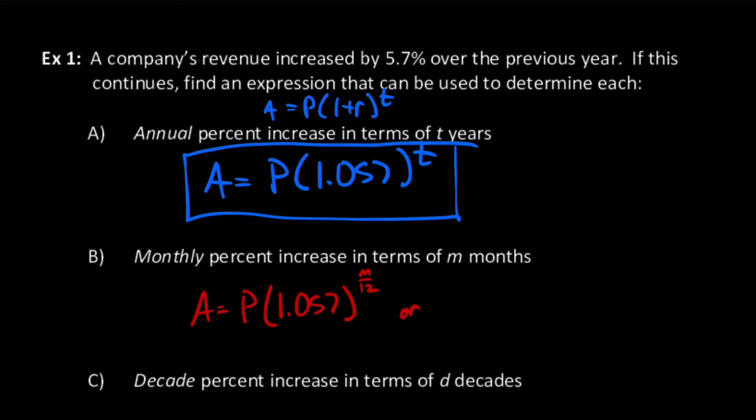Or if we take that 1 over 12 and move it in, A equals P times 1.00463 to the m. Now hopefully this makes sense to you guys, because think about it. 5.7% is for the whole year, so that kind of makes sense. This is a year. But if this is now a month, this has to be a smaller number, because otherwise I'd be getting way more interest than what this states here. So that's why when we bring that exponent inside, it should make sense that you divided that exponent.